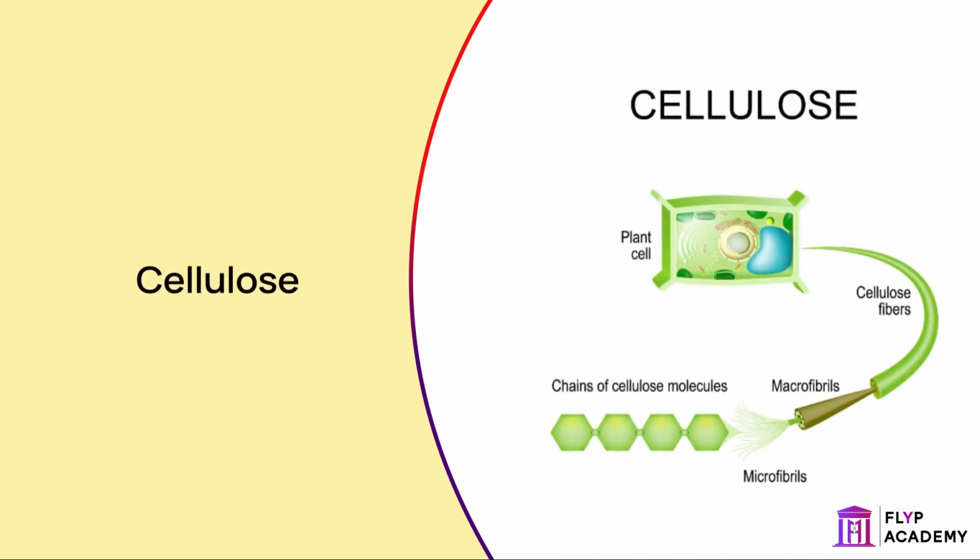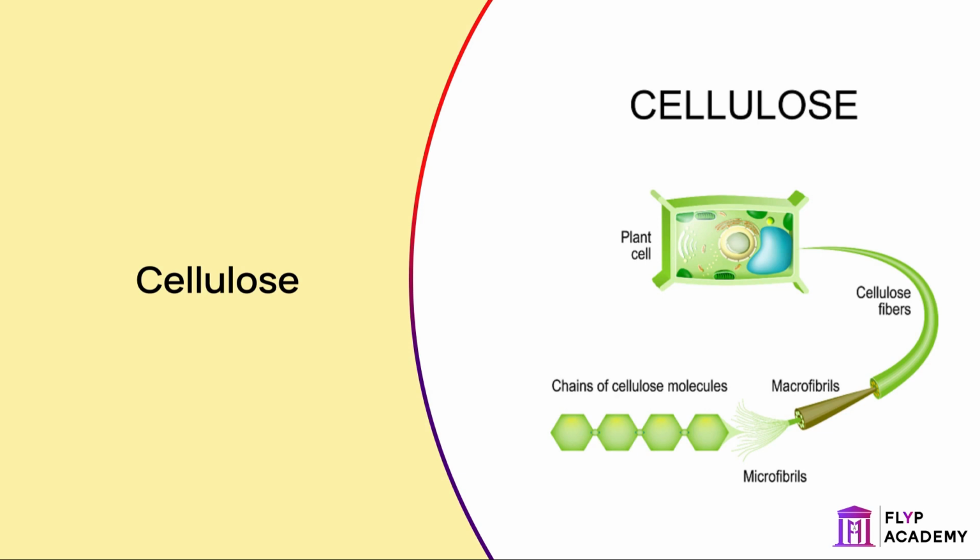Plants also use glucose to make cellulose. This is the strong material that cell walls are made out of. Plants can strengthen their cell walls by converting glucose into cellulose.